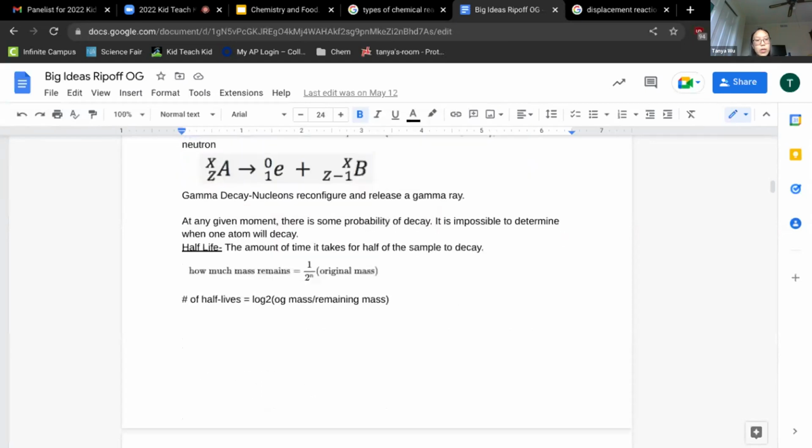And at any given moment, there will probably be some probability of decay. But it's impossible to determine for one atom when it will decay. You can't watch an atom and be like, ooh, it's going to decay right now. Like, that's not going to work. But you can know how much time it takes for half the sample to decay. And that's called a half-life. That's the amount of time it takes for half the sample to decay.